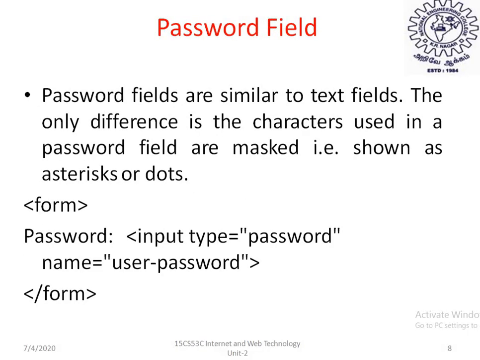The next one is the password field. The password field is similar to the text field, but the fields are masked. The characters displayed in the password field are masked by asterisks or dots. So the syntax for password is input type equal to password. For a text field, you give input type equal to text, whereas in a password field, you give input type equal to password and name equal to anything, but it should be meaningful.